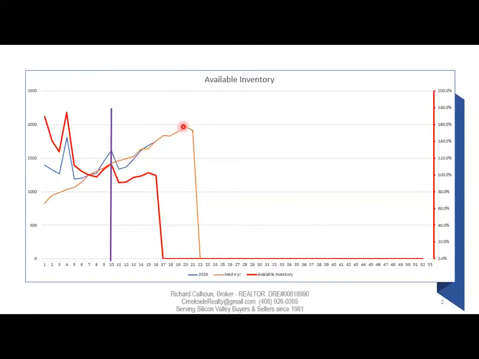The gold line here, in this particular slide, is the 4-year median of available inventory. For the slides after this one, it's going to be the 5-year median.